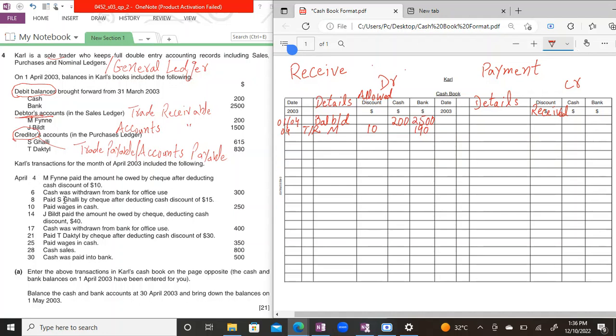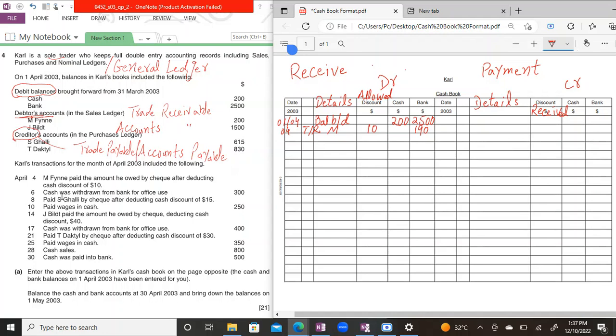So this transaction number 4 is done. After this, number 6, cash was withdrawn from the bank for office use. So this is a contra transaction. Cash is deposited into the bank, or cash is withdrawn from the bank for office use. That is the example of contra transaction. And contra transaction means that a transaction will be recorded in the cash book on both sides.